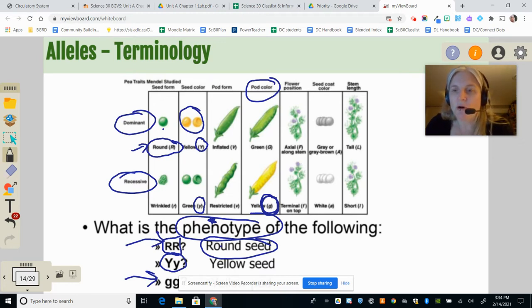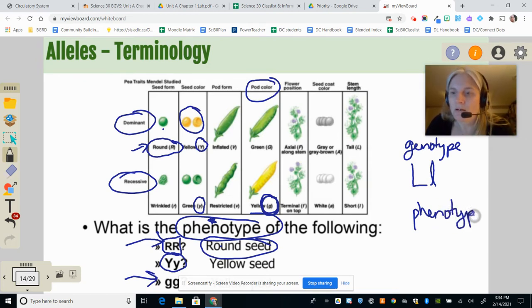Let's just try one more. Say you have capital L and little l. This is our genotype I'm giving you, and I want to know the phenotype. Right, so I'm giving you the genotype, you tell me the phenotype. Pause the video and see if you can figure that out.